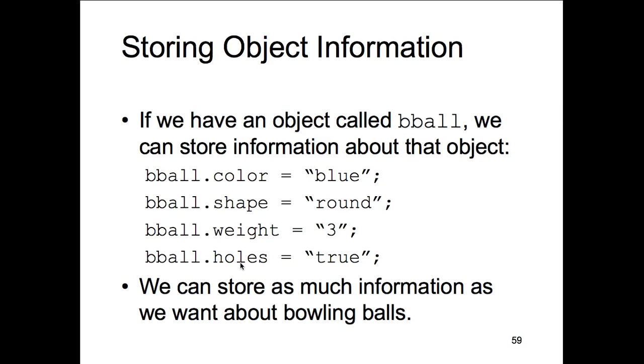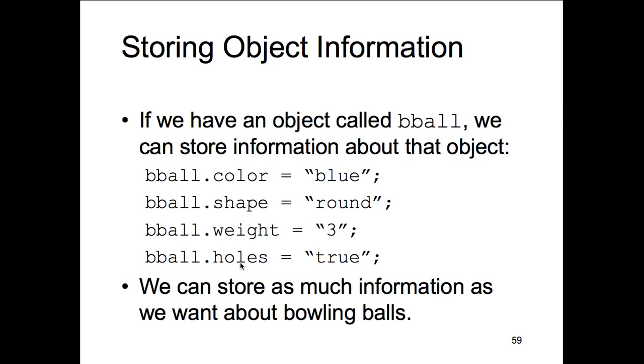So for other instances of other objects, we can use the same format. If we're keeping color, shape, weight, and holes for our bowling balls, and we have another bowling ball that we're creating, we can assign color, shape, weight, holes, and something else if we want to. It's dynamically created. We just have to remember what we put in there.